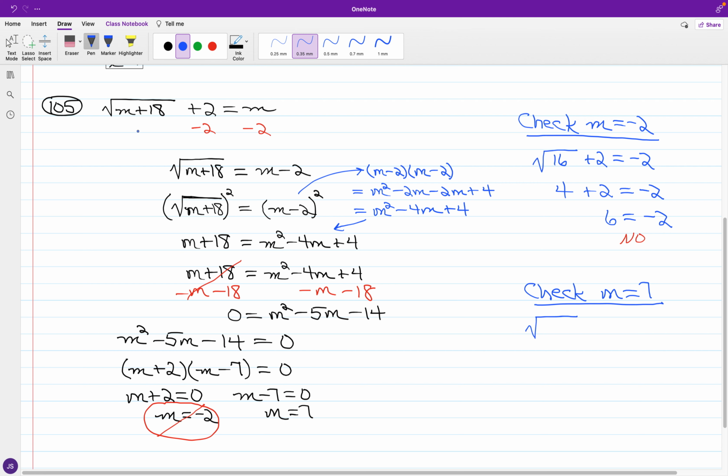And so testing out 7, with m at 7, 7 plus 18 is 25, and so we have the square root of 25, plus 2 is equal to m, which we have established at 7. The square root of 25 is 5. We've got 5 plus 2, 7 on the right, and 5 plus 2 is 7, and 7 is equal to 7. So that would check out, and so we have the solution for m to be 7.